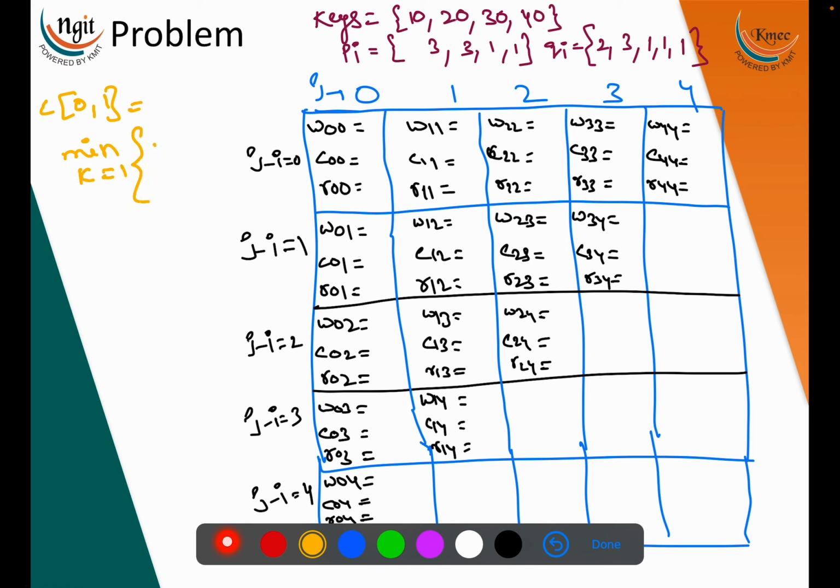Now why is k equal to 1? You have only one key. When you have one key, you cannot fix it for k is equal to 2, right? It is only having one key. Now k is equal to 1, that will be the root. Now that is C0 comma 0 plus C1 comma 1 plus W0 comma 1. So C0 comma 0 is 0, plus C1 comma 1 is what? It is also 0 in the previous example.